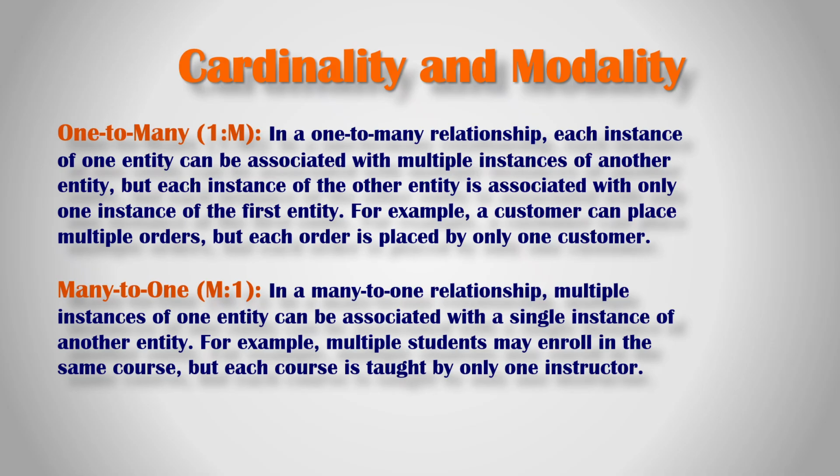Many-to-one. In a many-to-one relationship, multiple instances of one entity can be associated with a single instance of another entity. For example, multiple students may enroll in the same course, but each course is taught by only one instructor.